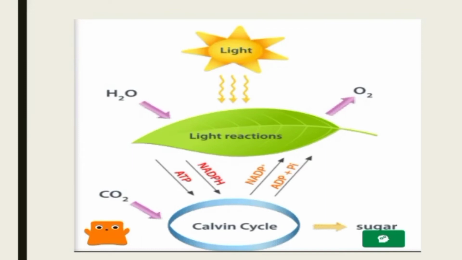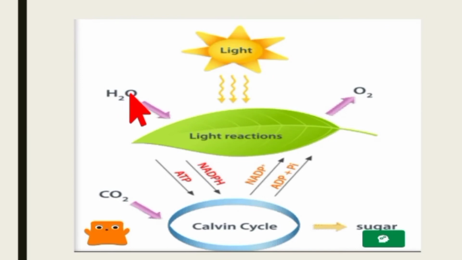Photosynthesis occurs in 2 stages. There is the light dependent stage or light reaction, and the light independent stage, which is known as dark reaction. During the light dependent stage, energy from sunlight is absorbed by chlorophyll present in the thylakoid membrane of the chloroplast. Energy is then transferred to 2 molecules, ATP and NADPH.